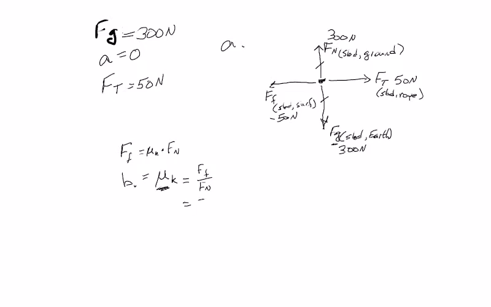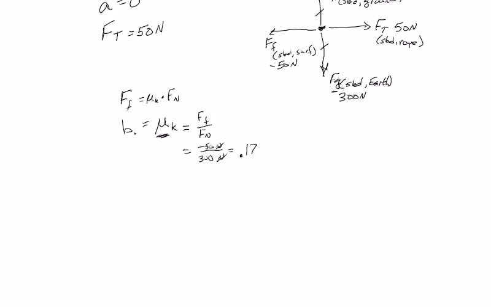Force of friction is minus 50 newtons, and the normal force is 300 newtons. And so I will end up with a coefficient of about 0.17. And that's where we're at. Now, the reason I don't have a negative here is the coefficient of friction is just a comparison value. It doesn't have units, and it doesn't have signs. So it wouldn't matter if it was plus or minus, but there are no units because newtons and newtons cancel out.